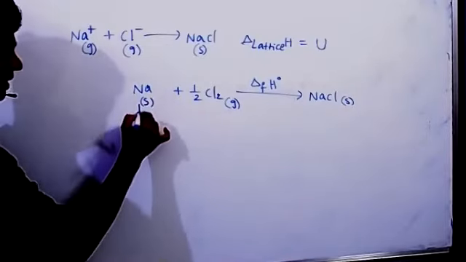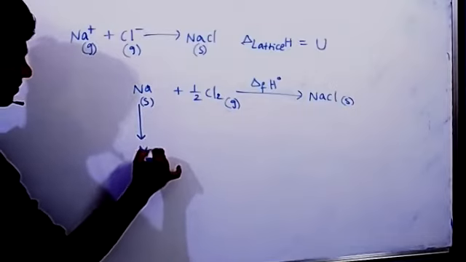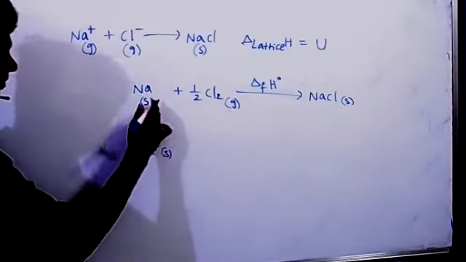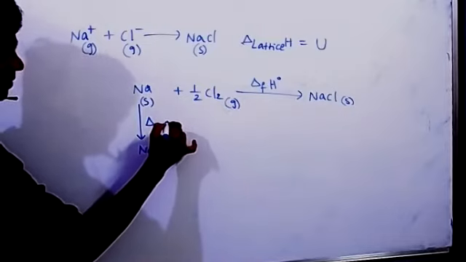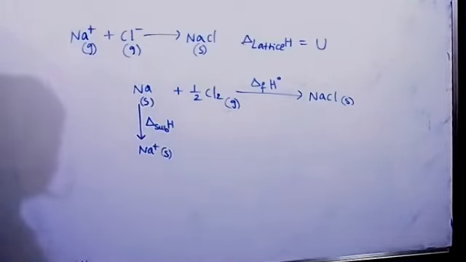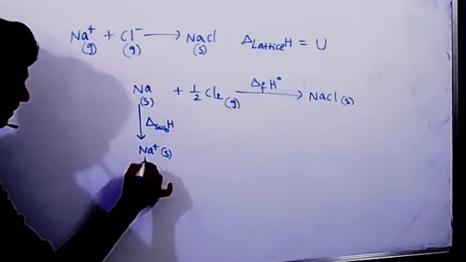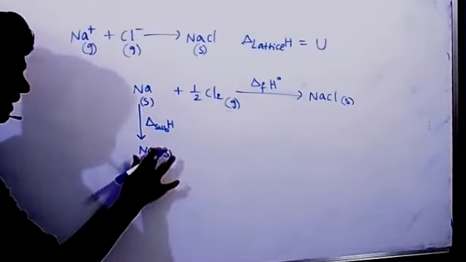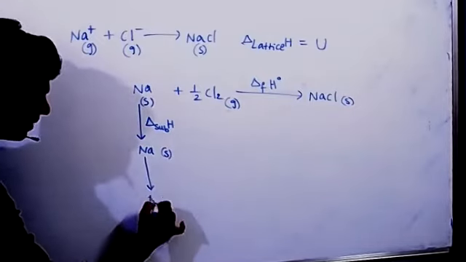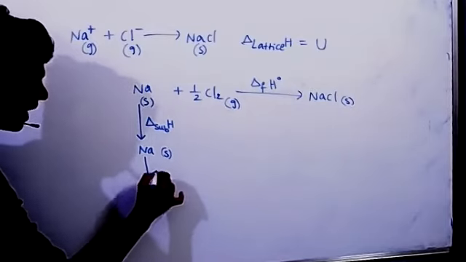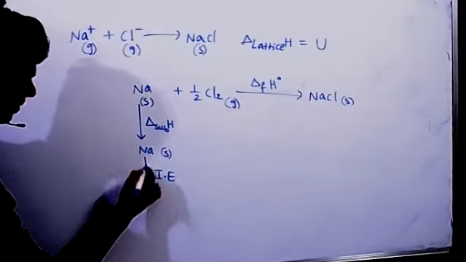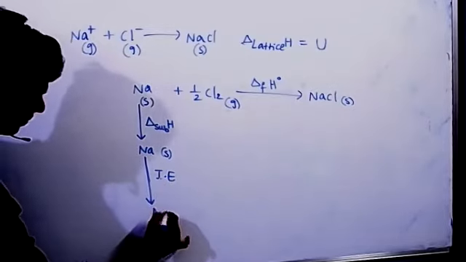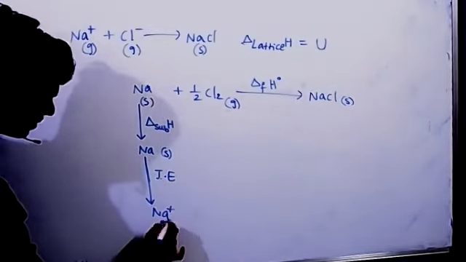Now Na is converted in the first step, which we call the enthalpy of sublimation. Next, Na is converted to Na plus; we call this the ionization energy. Na plus is gaseous.